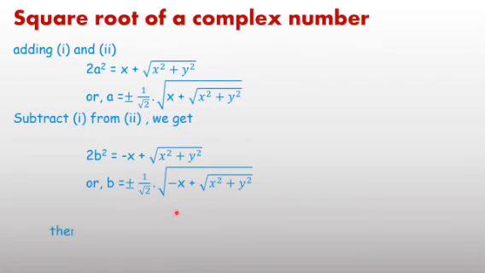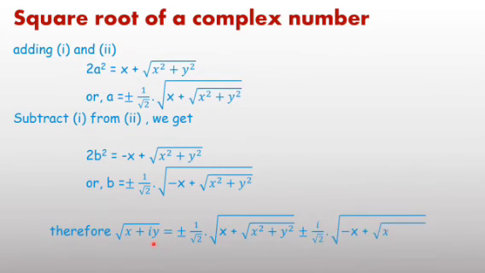Therefore, under root x plus iy equals a plus ib. Put the value of a and b, and you will get the value of under root x plus iy. Here plus minus sign is used, and here also plus minus sign is used. Therefore, just apply different cases.